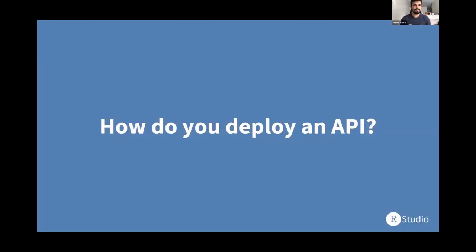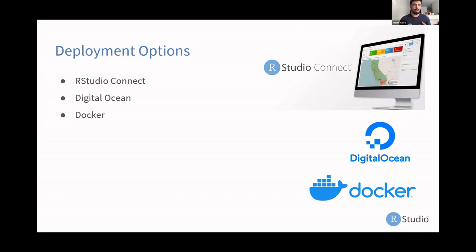Next slide, please. So how do you deploy an API? Next. In my world, I think of RStudio Connect. It's very simple. It's push button publishing, but this could be on-prem, however you want. Or you can use a service like DigitalOcean, or you can go the full DIY route and use Docker and Kubernetes and however you want.